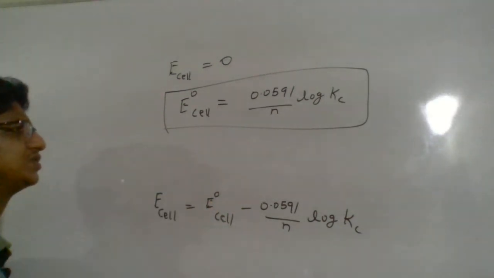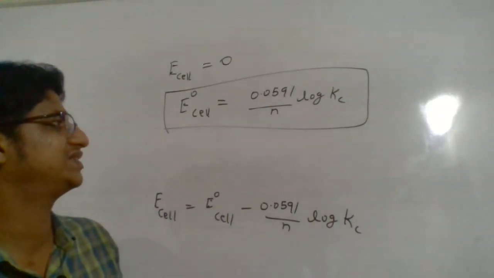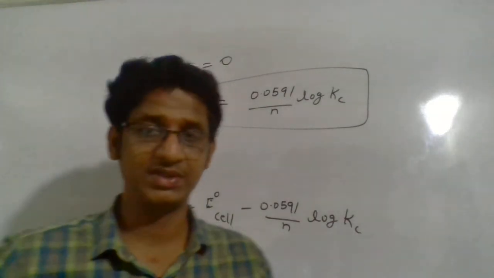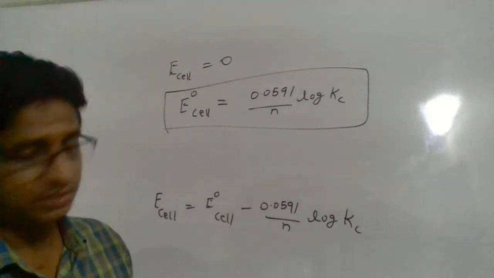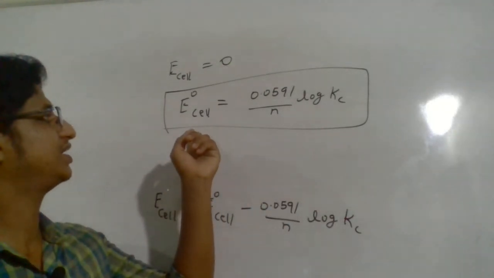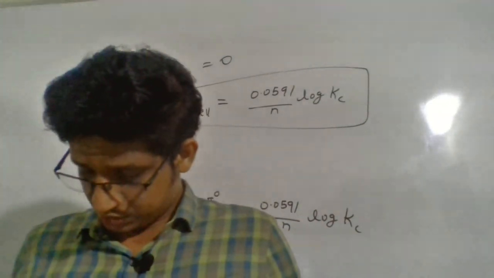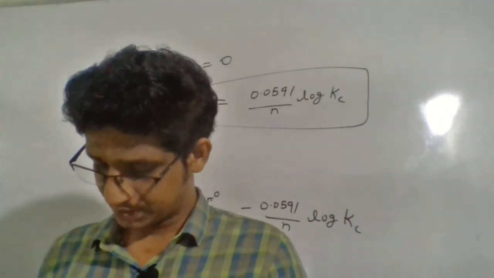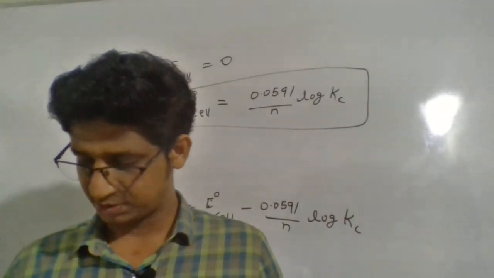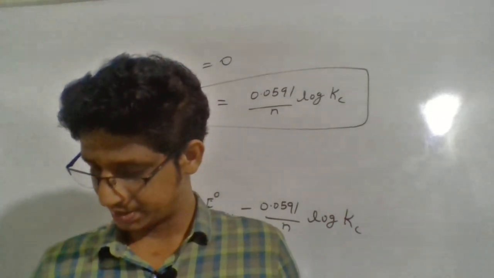So this is the equation that you can remember, which connects E0 cell and the equilibrium constant. E0 cell is equal to 0.0591 divided by n log Kc, where Kc is the equilibrium constant and E0 cell is the standard EMF of the cell. That is the equation connecting the standard EMF of the cell and the equilibrium constant. So today we derived the Nernst equation, and we found a relationship between the equilibrium constant and the standard EMF of the cell.